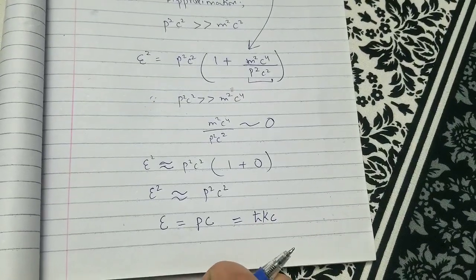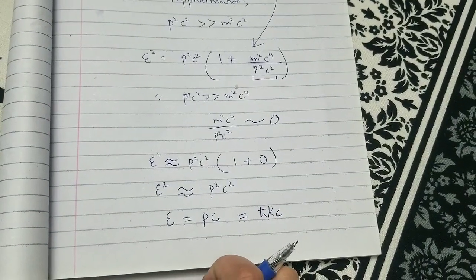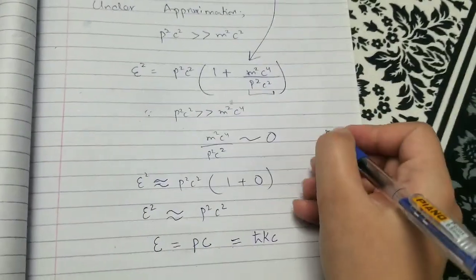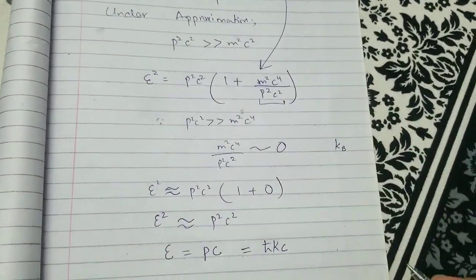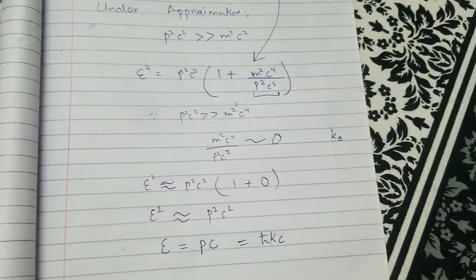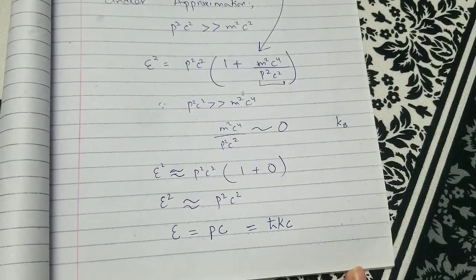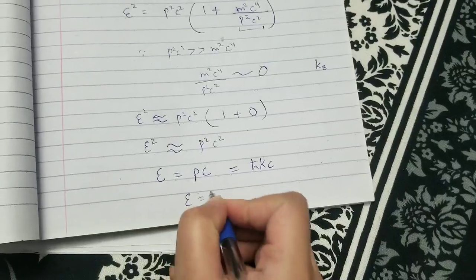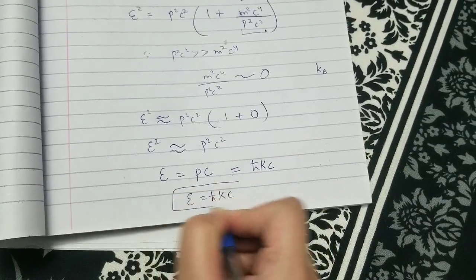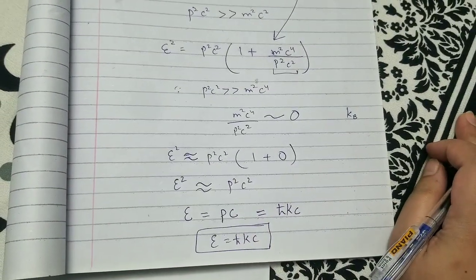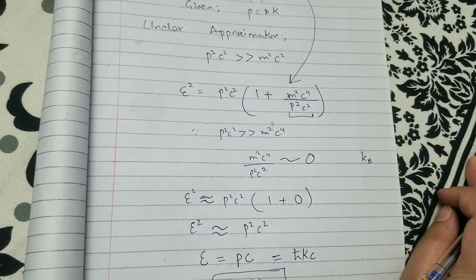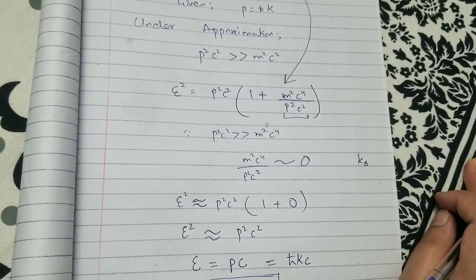Here k is the wave vector and it's different from the Boltzmann constant, which we will denote by k_B, with B in subscript, to show that they are different and to avoid mixing them. So E equals h cut kc, which is the approximated energy of a relativistic particle whose p squared c squared term is very large compared to its rest mass term.